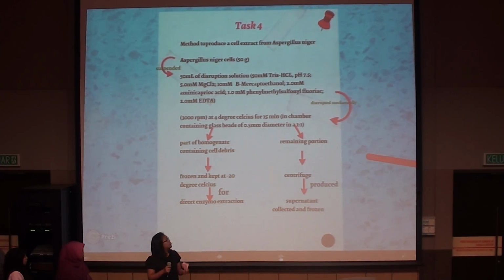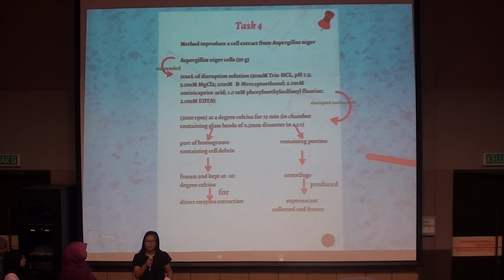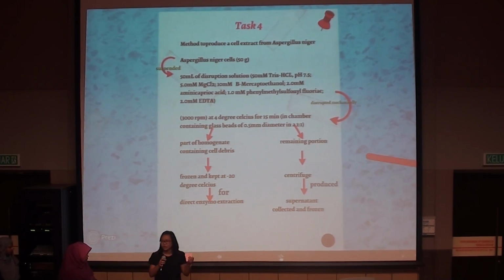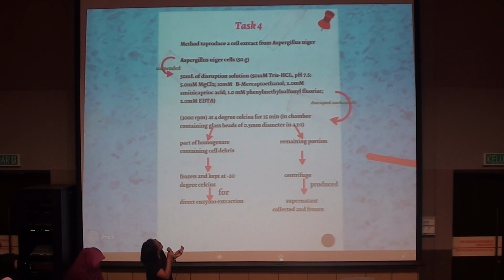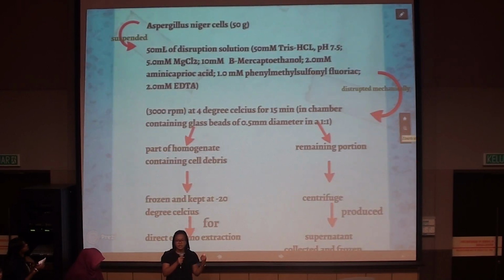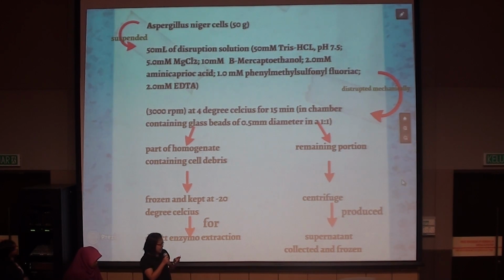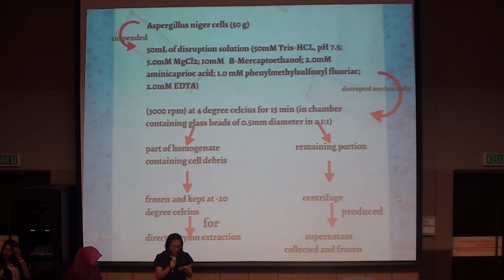Okay, how do you get GOX from Aspergillus niger cells? You extract it from the Aspergillus niger cells that contain the GOX. First of all, you obtain the Aspergillus niger cells and suspend them in 50 ml of disruption solution. Then after this disruption, you disrupt it again mechanically. Then, at 4 degrees for 15 minutes.